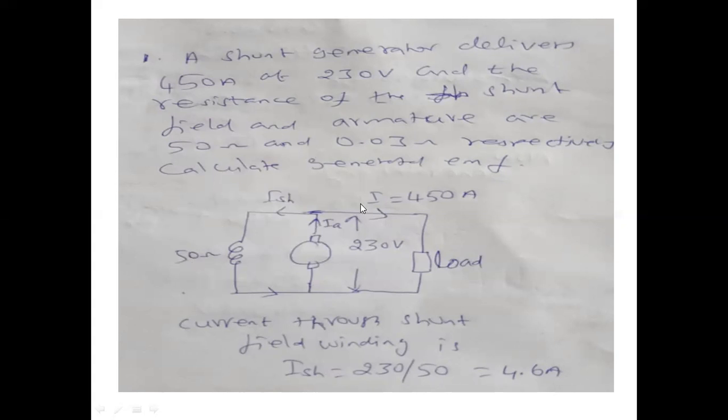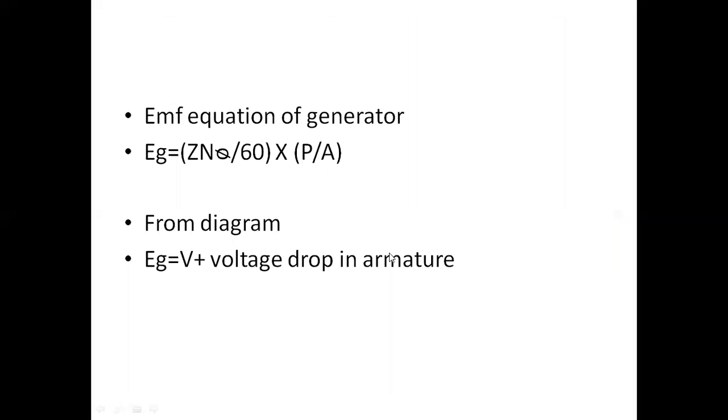ISH is the voltage across the terminal, 230 voltage, divided by the resistance of the shunt field, that is 50 ohm. So here I have determined the shunt field current equal to 230 voltage by 50, which is 4.6 ampere. So now you can easily determine IA. IA is I plus ISH. I is already given, 450 ampere, and ISH we determined from the voltage across the field winding, 230 voltage, divided by the field winding resistance, 50 ohm, which is 230 by 50 equal to 4.6 ampere. So now IA is determined.